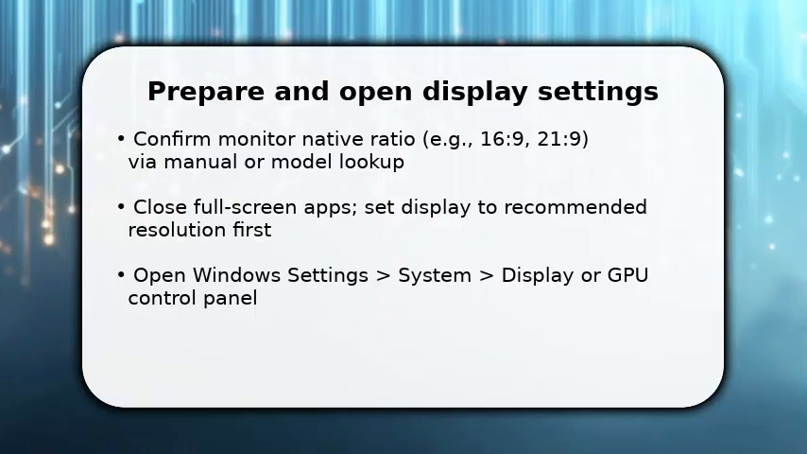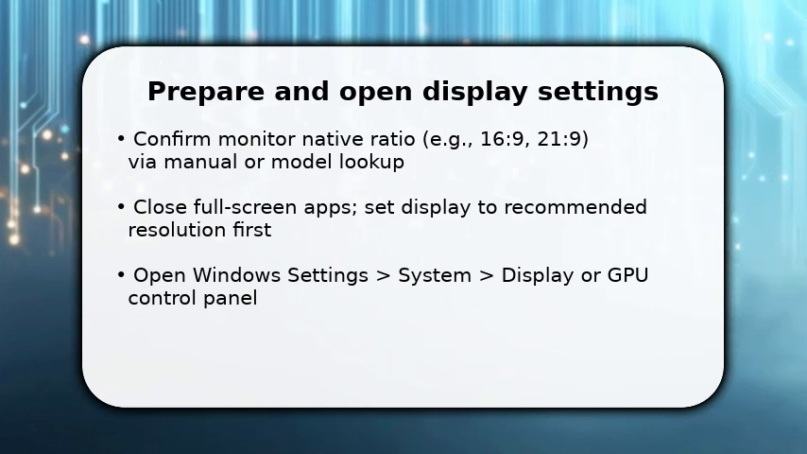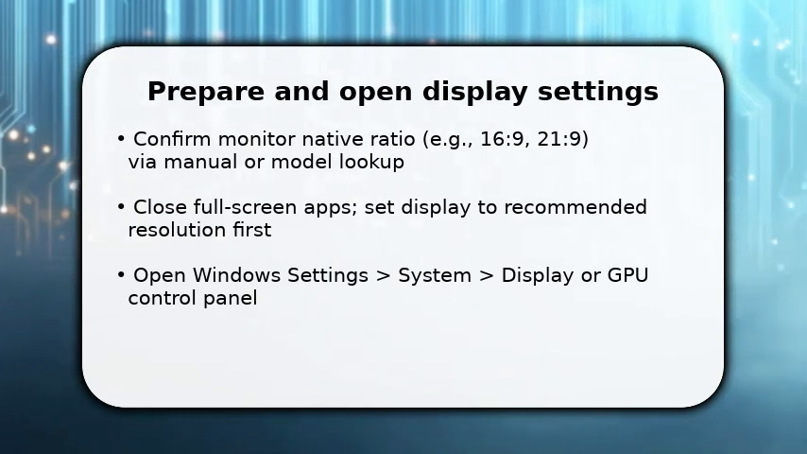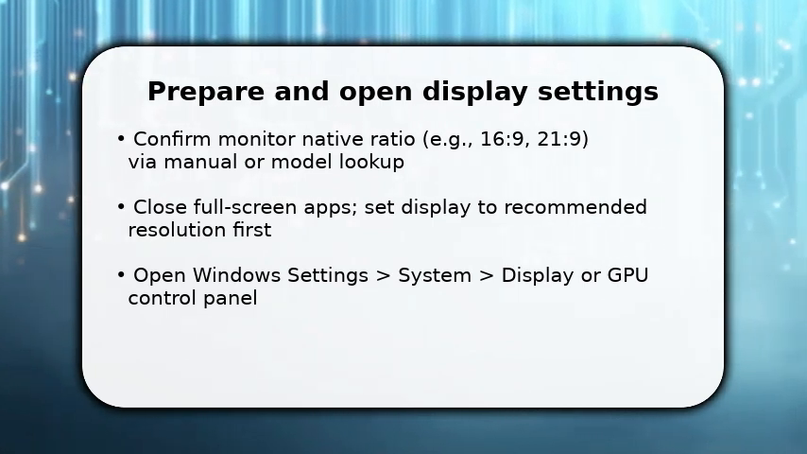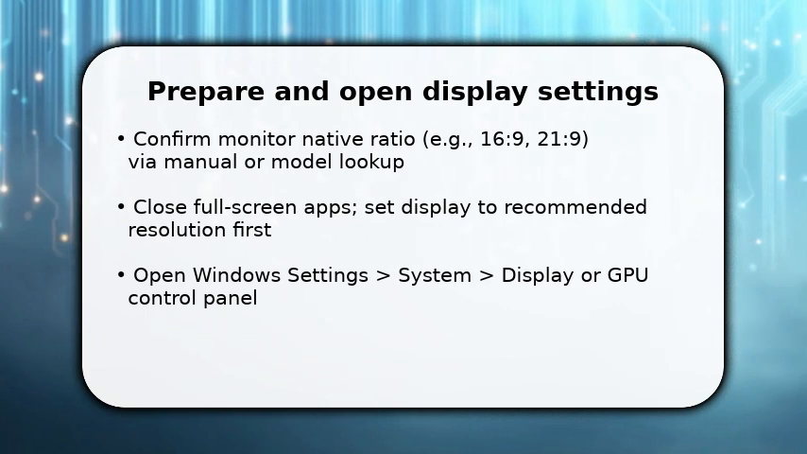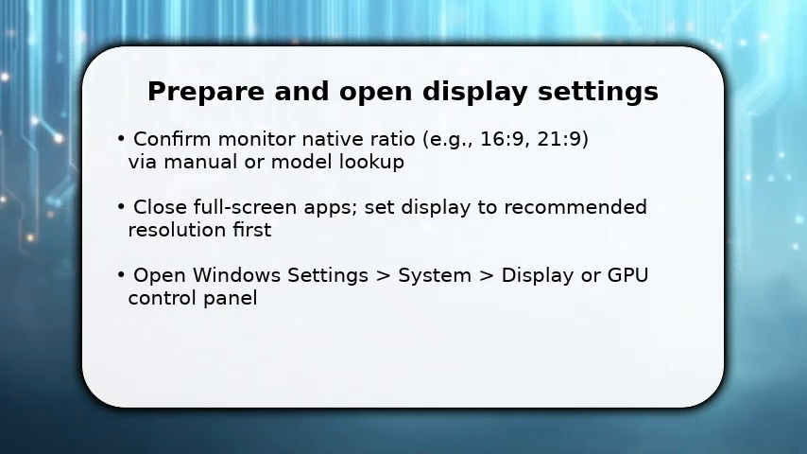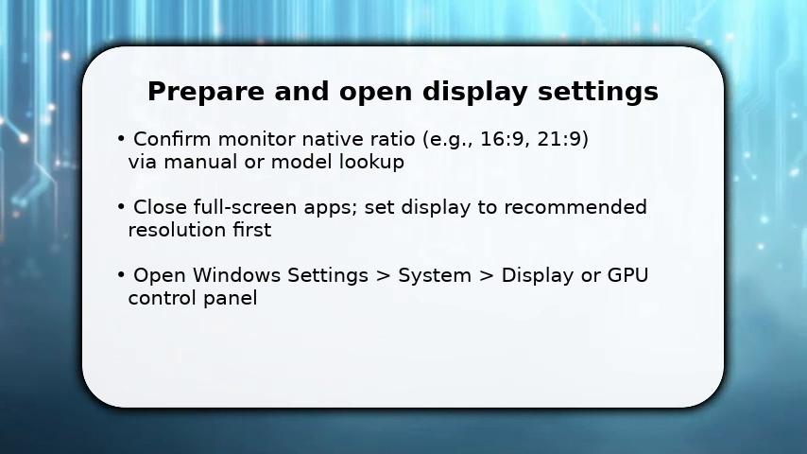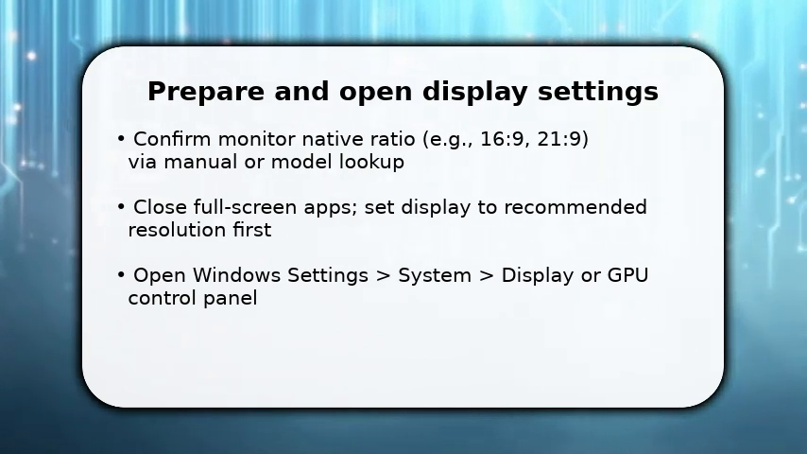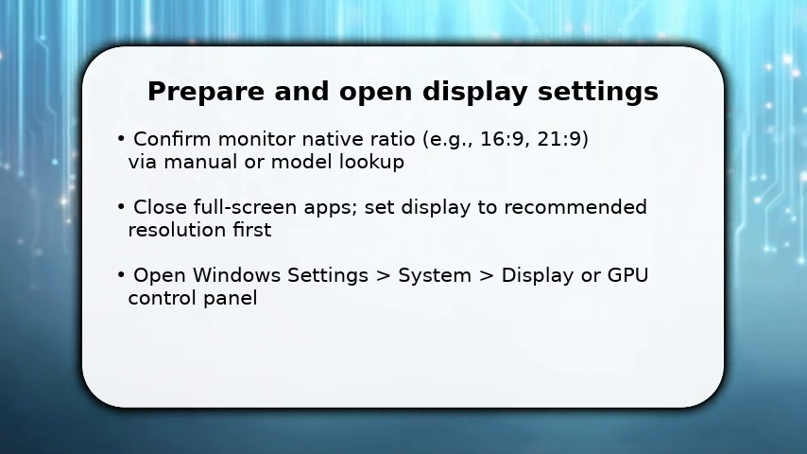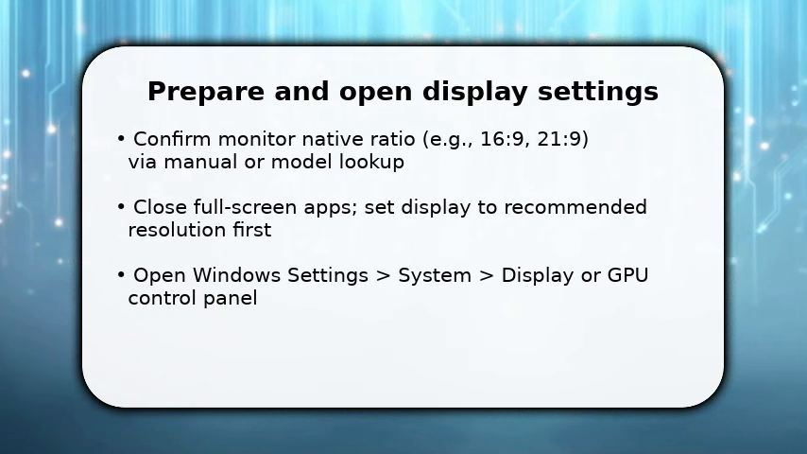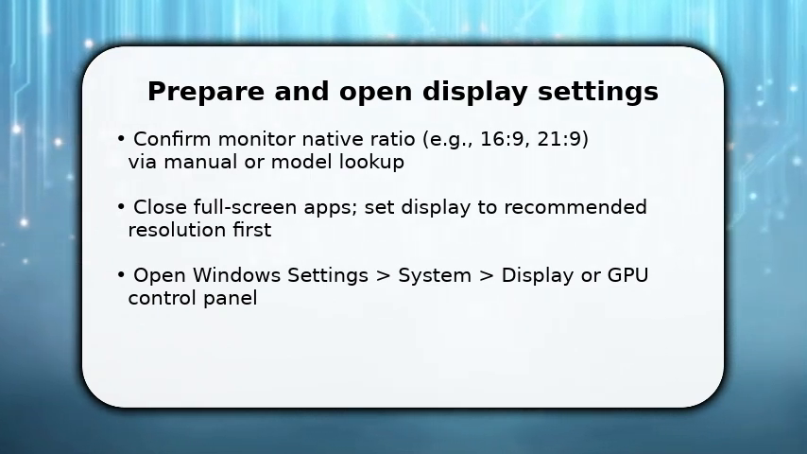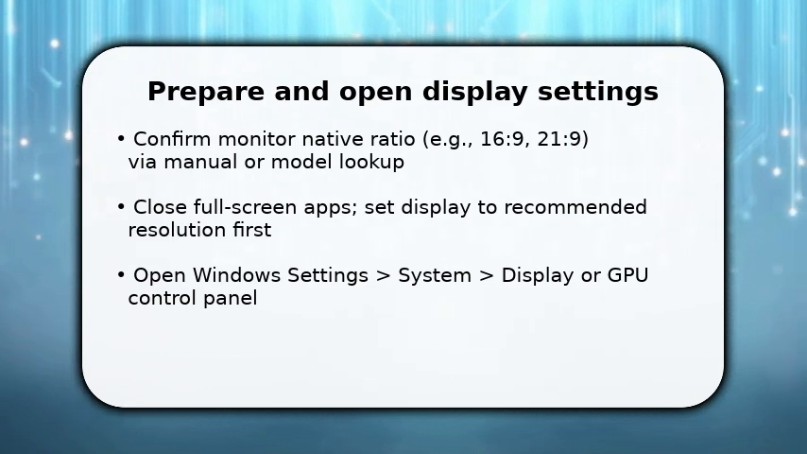You start by confirming the monitor's native ratio so you know your target. Once done, close games and media that lock scaling and set windows to the recommended resolution. Next, open display settings in Windows or your GPU control panel, NVIDIA, AMD, or Intel, because those tools change scaling modes. You need admin access for some drivers. If prompted, approve changes. This gets you into the exact panels where aspect and scaling options live.